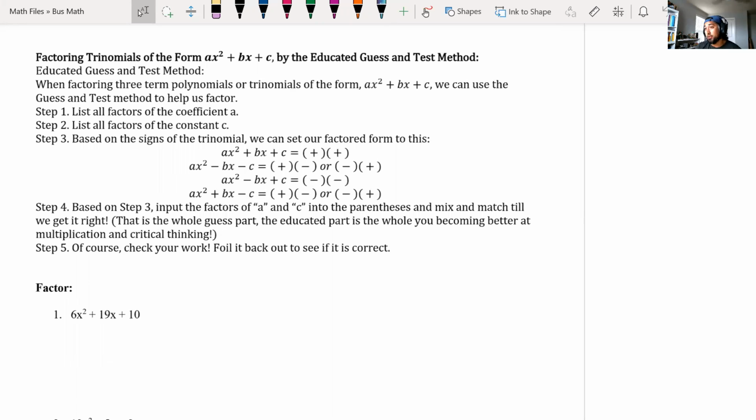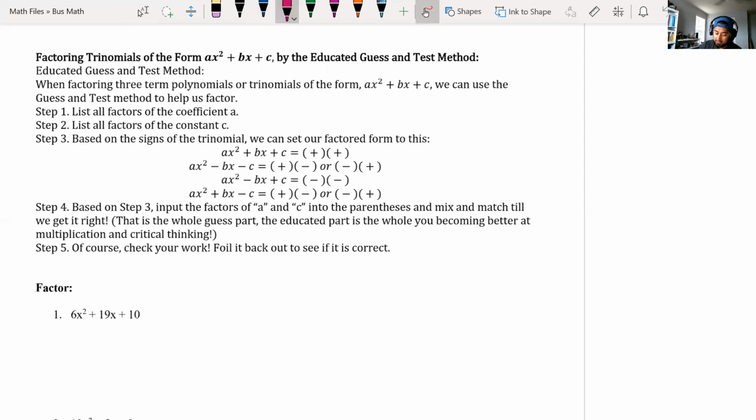There is another method I'll show as well. It's a longer process, but it may be more suited for you guys. But again, we'll do educated guess and test, and then I'll show you the other one. Okay, so whenever we're given this type of trinomial, the first step is to list all factors of the leading coefficient a, and then list all factors of the constant c.